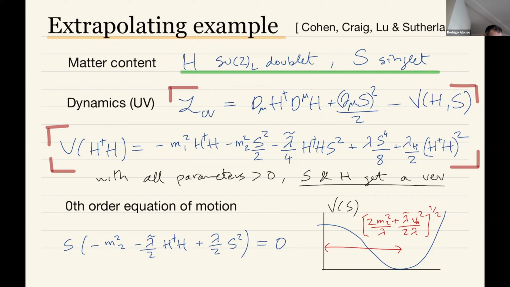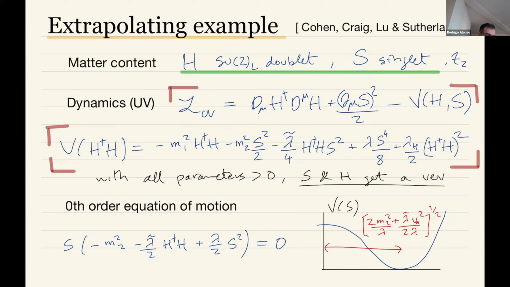It's nothing too exotic. It's the UV Lagrangian with the kinetic term for H and the potential, which is the generic renormalizable potential that you get if you impose a Z2 symmetry acting on S, just for simplicity, so that we can have a Higgs doublet squared term, an S squared term, a mixed Higgs singlet term, and then quartic couplings for each of them.